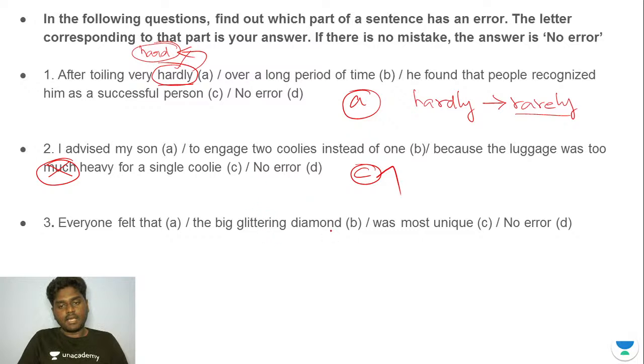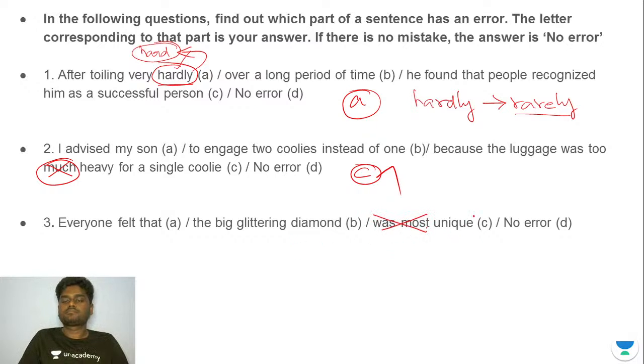Everyone felt that the big glittering diamond was most unique. So where is the error for the third one, guys? Yes, second one it is C. Very good. And for the third one, if you keenly note down the given parts, everyone felt that the big glittering diamond was most unique.